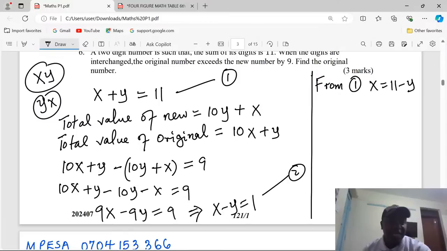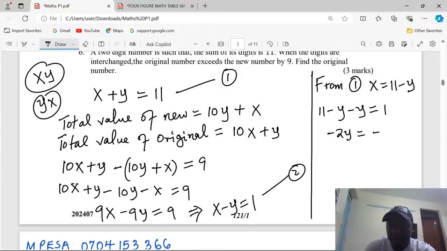Therefore, because x has been expressed, now we can substitute it in equation 2. Instead of x, I write 11 minus y, then minus y equals 1. I have rewritten equation 2. Where there is x, I have substituted 11 minus y. So now we shall say negative 2y, because of negative y minus y, equals 1 minus 11, negative 10.